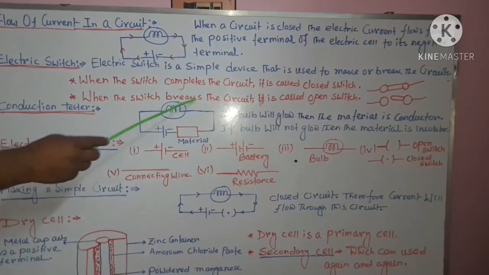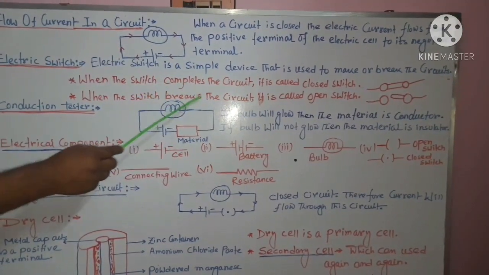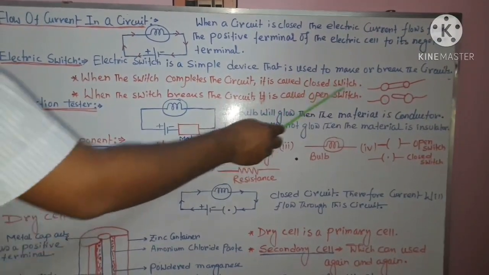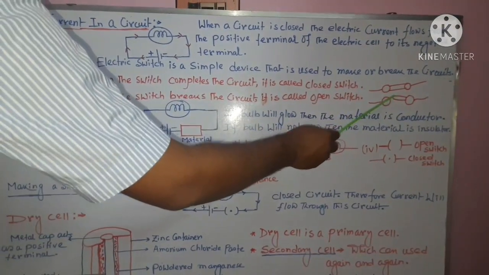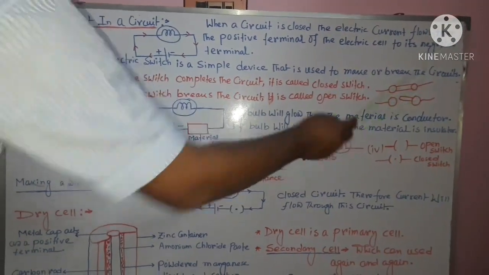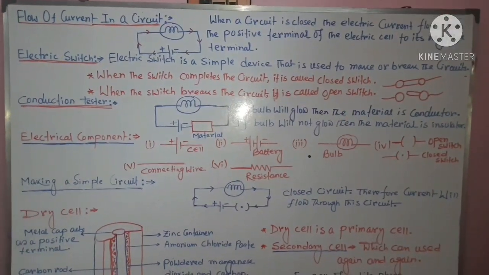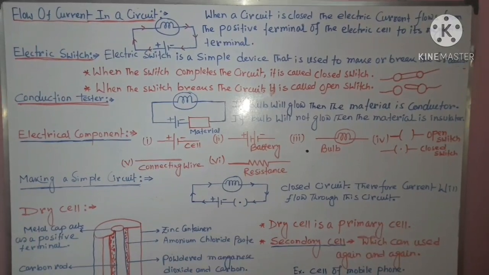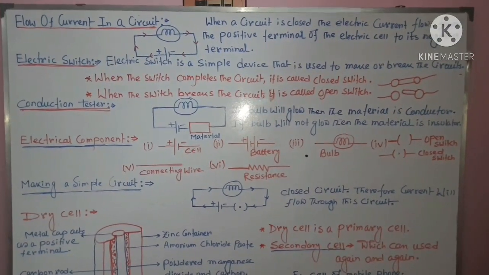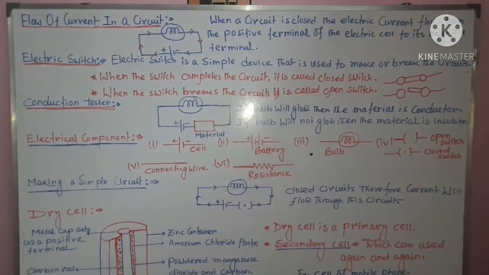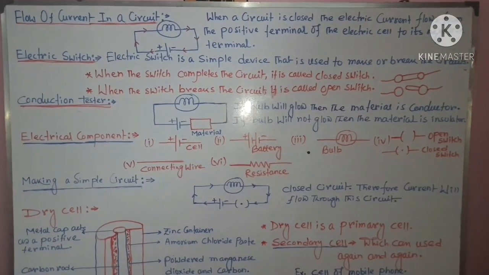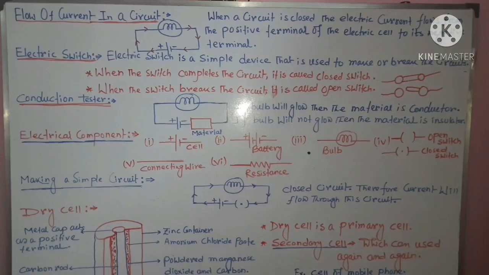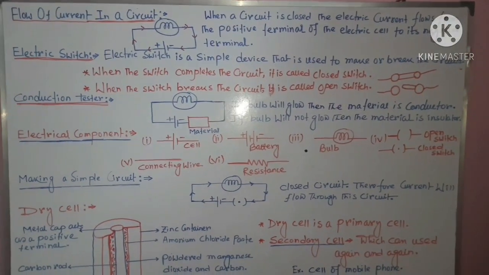When the switch breaks the circuit, it is called an open switch. See the diagram. This is a diagram for an open switch. Remember, in a circuit, whenever the switch is in closed state, then the current is flowing through that circuit. And whenever in a circuit the switch is in open state, no current passes through that circuit.